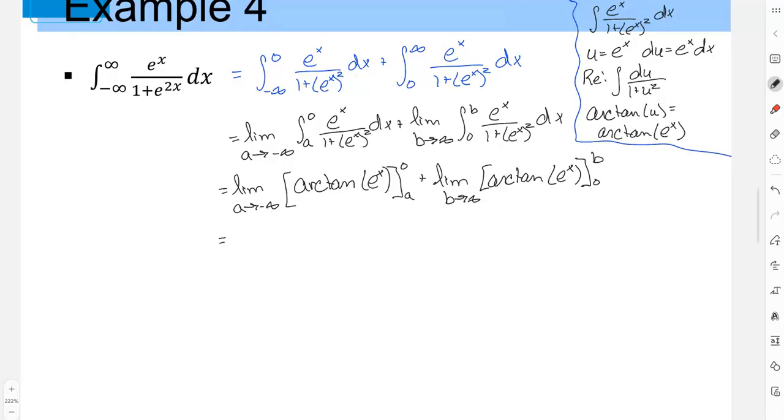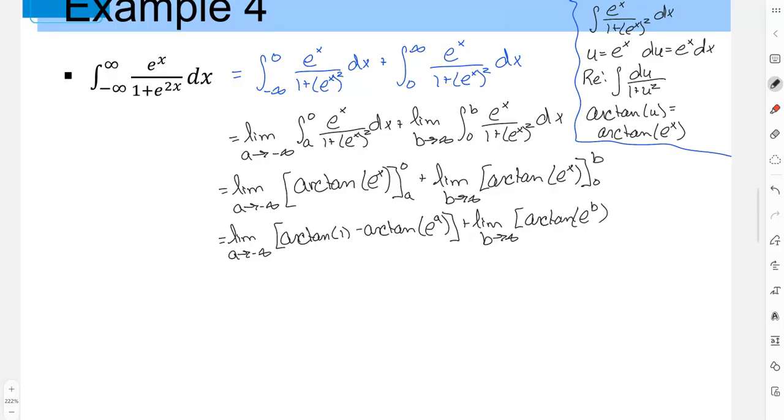So we're going to plug in our bounds, taking the limit as a goes to negative infinity. So this would be arctan of e to the 0, and e to the 0 is 1, minus arctan of e to the a, plus the limit as b goes to infinity. This would be arctan of e to the b minus arctan of e to the 0, which is 1. So let's figure out what arctan of 1 is.